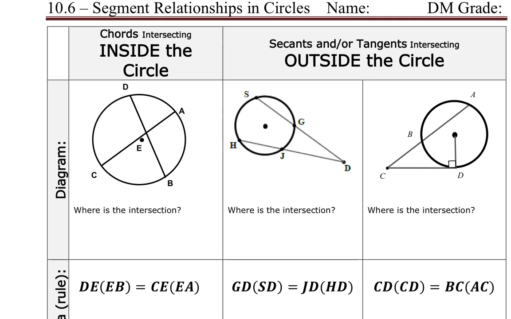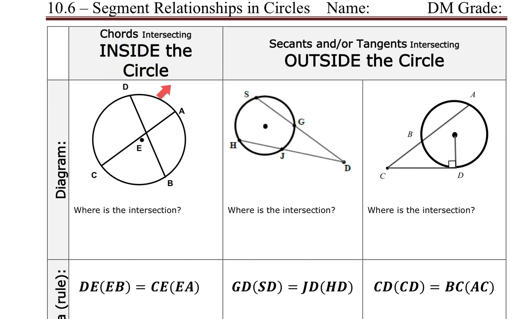So what we're going to see is three different varieties. We can see something like this, where they intersect inside the circle. And then these two where they intersect outside the circle. This one and this one cross right here. So depending on where the intersection is, we're going to have a different rule. So let's go through those.